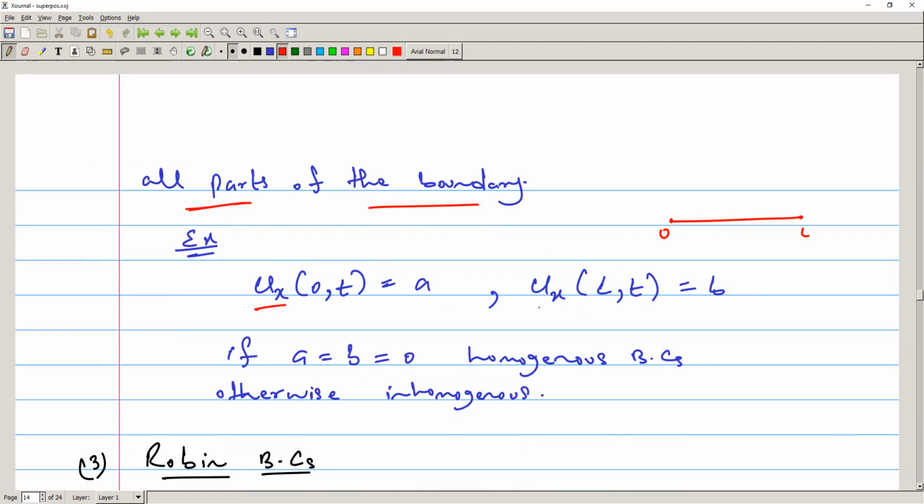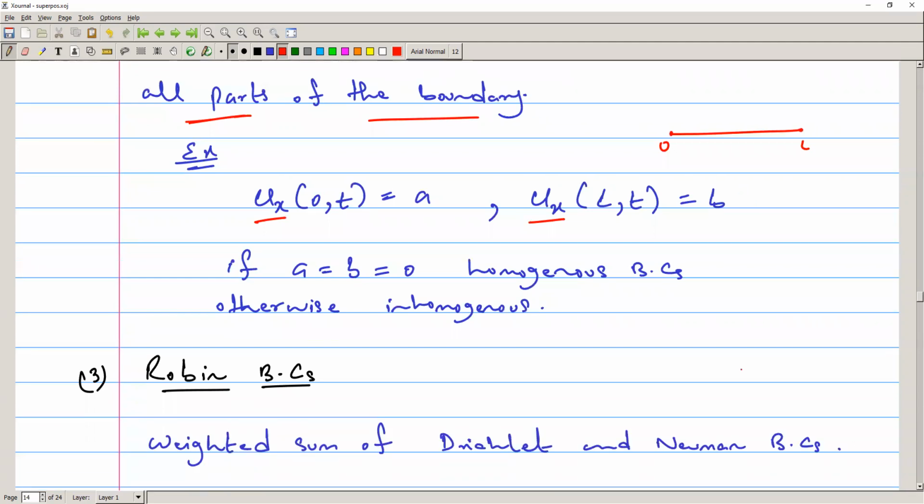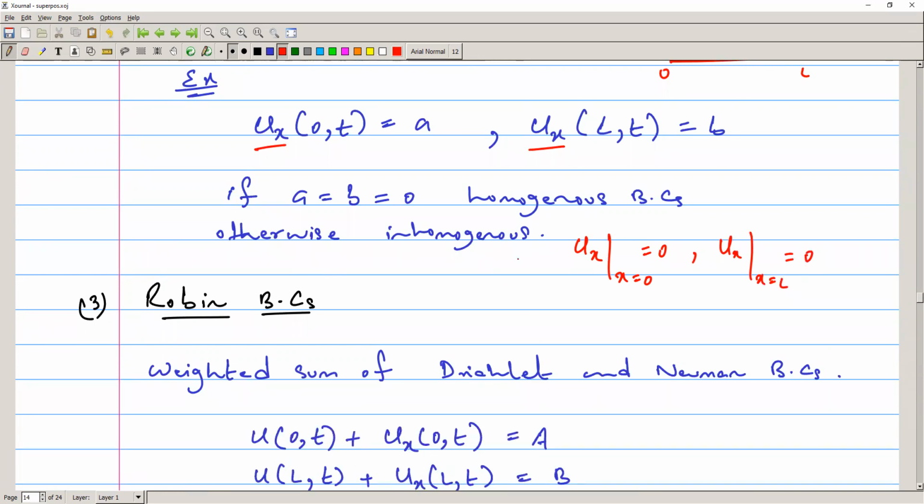So we can see that they are the derivative boundary conditions. So these are Neumann boundary conditions. And again, if A and B are 0, then these are homogeneous. These may be written like this in the homogeneous form: U of x at x equals 0 is equal to 0, and U of x at x equals L is equal to 0, right? So they may be given in this form. So these are the Neumann boundary conditions, that are the derivative boundary conditions.